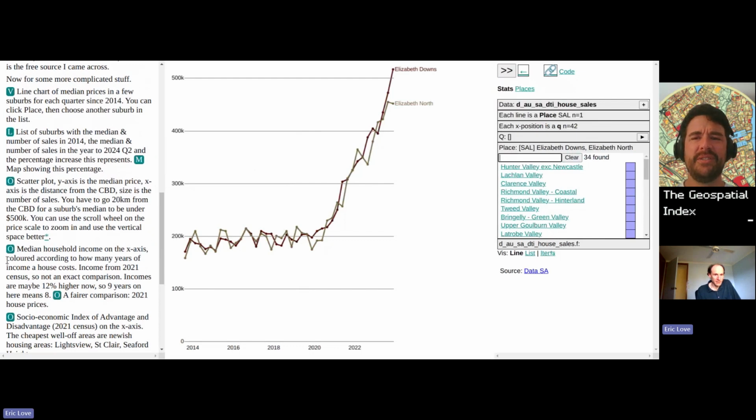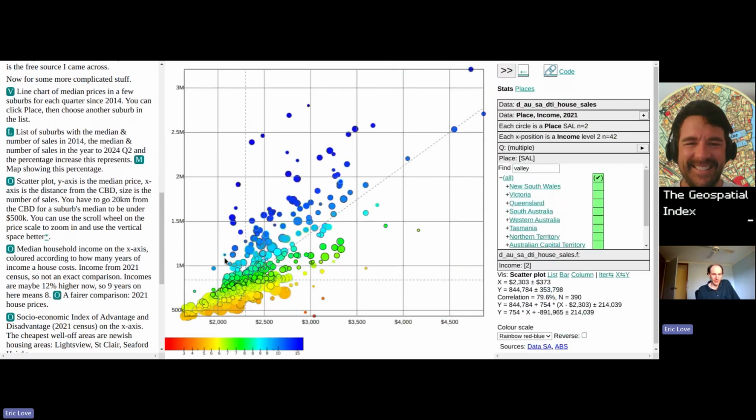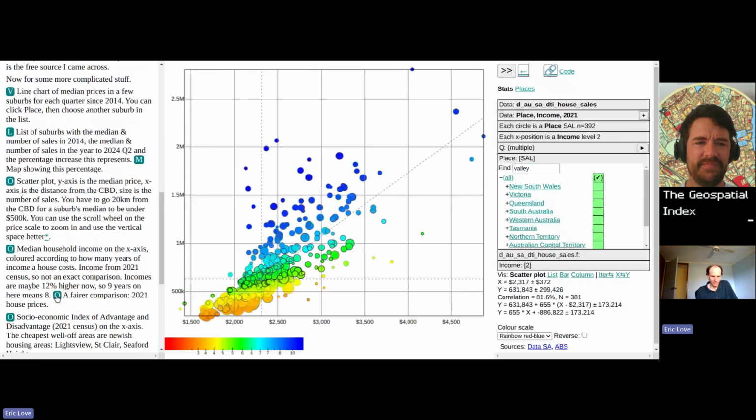But I'll show a few more things. So this is median household income on the x-axis, and median house prices on the y-axis. And the colors then show how many years of income, and I'll change it to 2021 so it's a fairer comparison. It wasn't so bad then, but the cheapest places you could get would be 3 years of income for a house, and the most expensive ones would be 16 years of income, for instance.